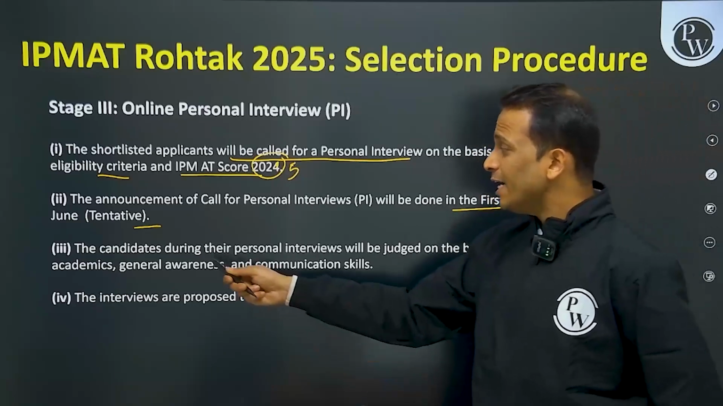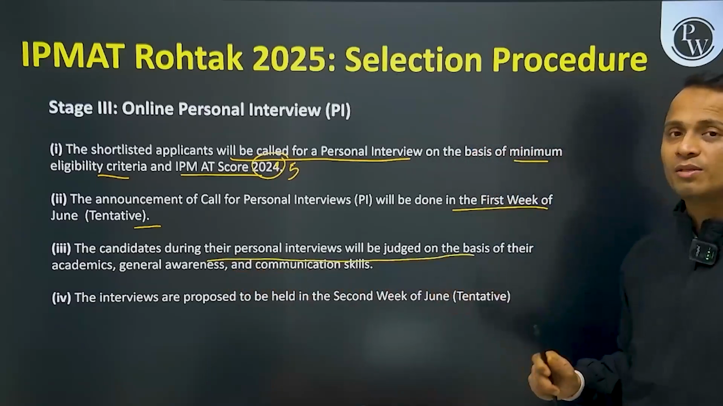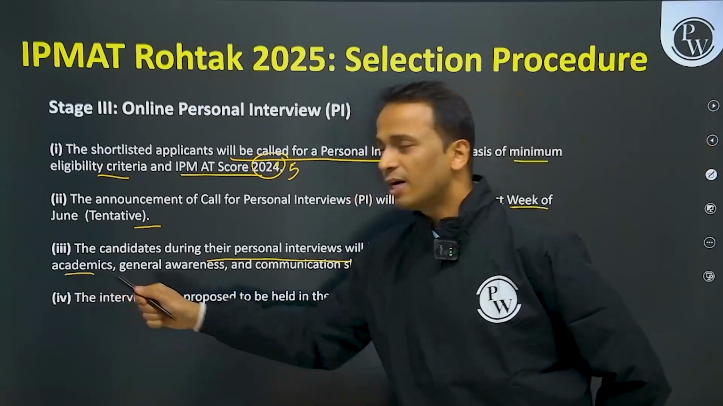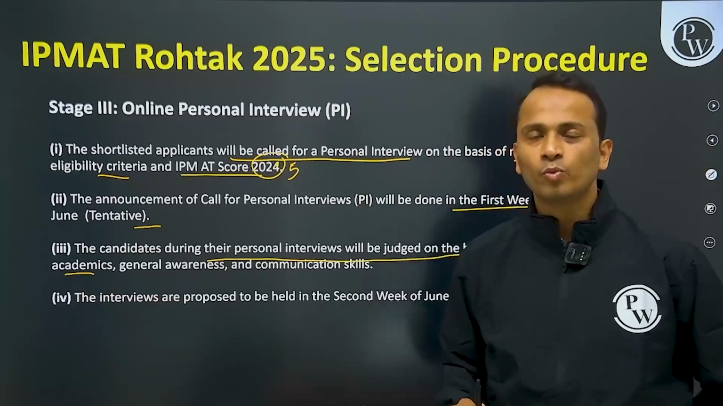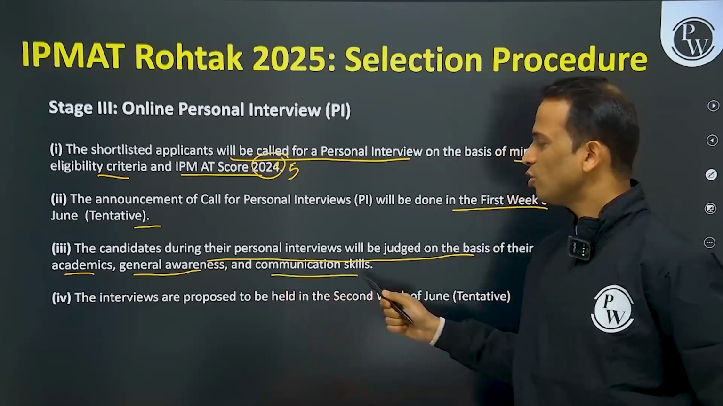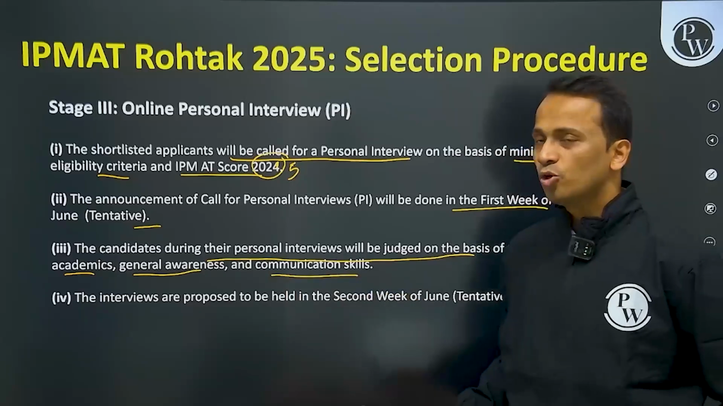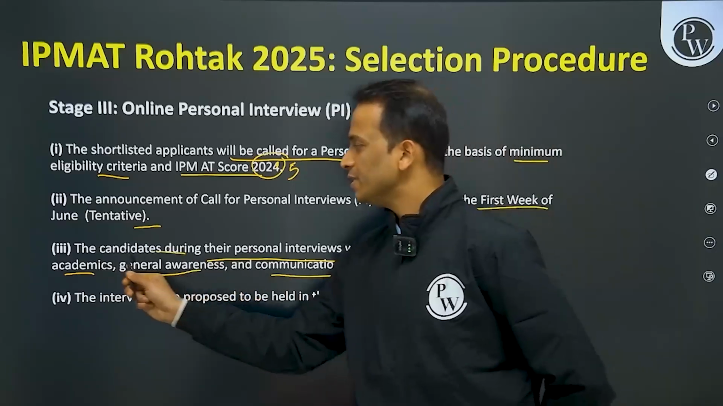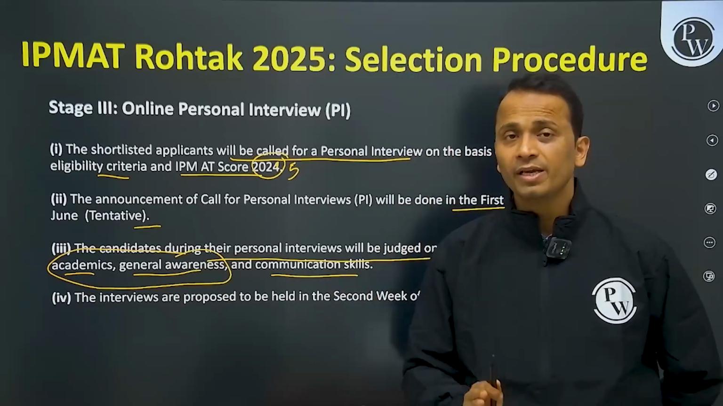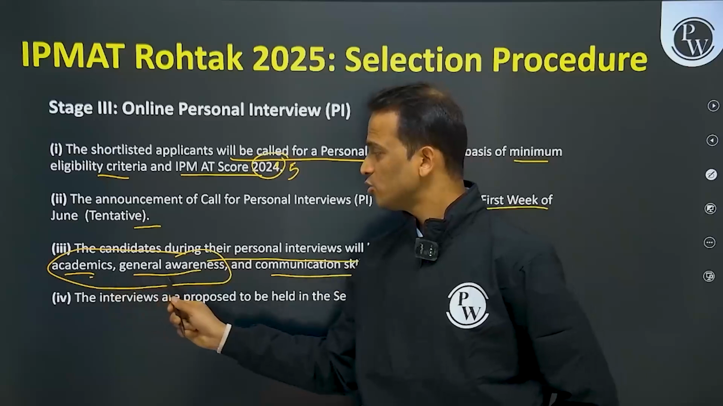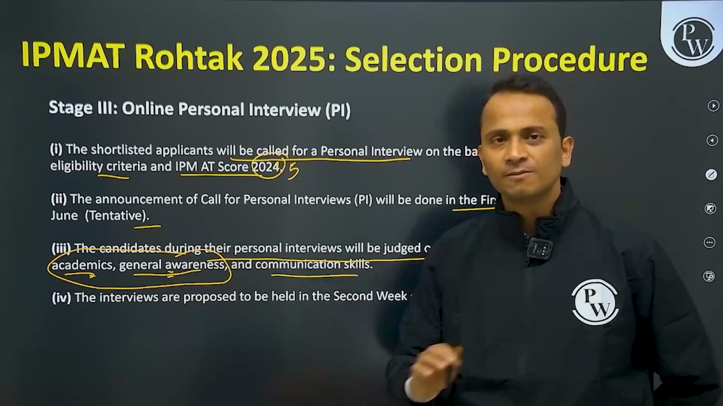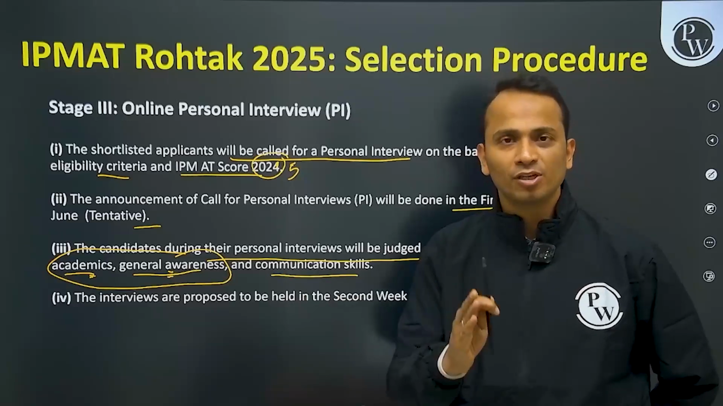Now the candidates during their personal interview will be judged on the basis of these three important parameters: your academics, whatever you have studied till 12th standard, your general awareness, and finally your communication skills. The most important two parameters are the first two. Communication skills do play a role, but if you do not have those two things and you have only communication skills, then nothing is going to happen to you.